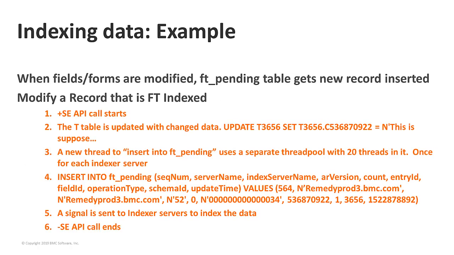So here we see an example of an API SQL log entries from someone modifying a record. We'll talk about the values later, but from here you can see there's a setEntry API call begins. The T-table is updated with the changed data. A new thread to insert the record into the FT pending table uses a separate thread pool with 20 threads in it, once for each indexing server. And a signal is sent to the indexing servers to index the data. The setEntry API call ends, and the record is updated in the collection directory.